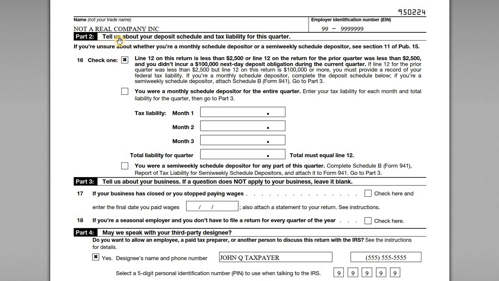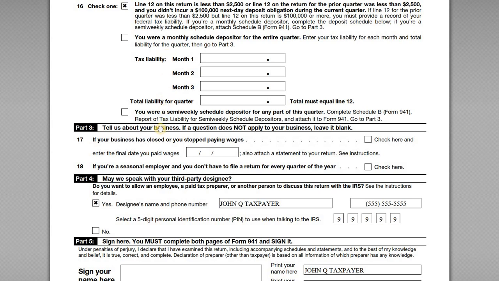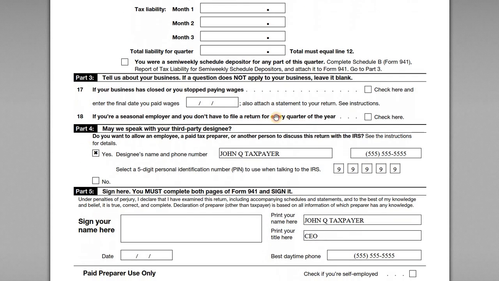So on page 2, enter the company name and the EIN at the top again. And then in Part 2, you check one of these boxes depending on your company profile. In our case here, line 12 is less than $2,500, or the prior quarter amount was less than $2,500 and we didn't have the next day deposit. So we've checked this first box here in item 16. So we're not a monthly schedule depositor. We're not a semi-weekly depositor. And then we move on to Part 3.